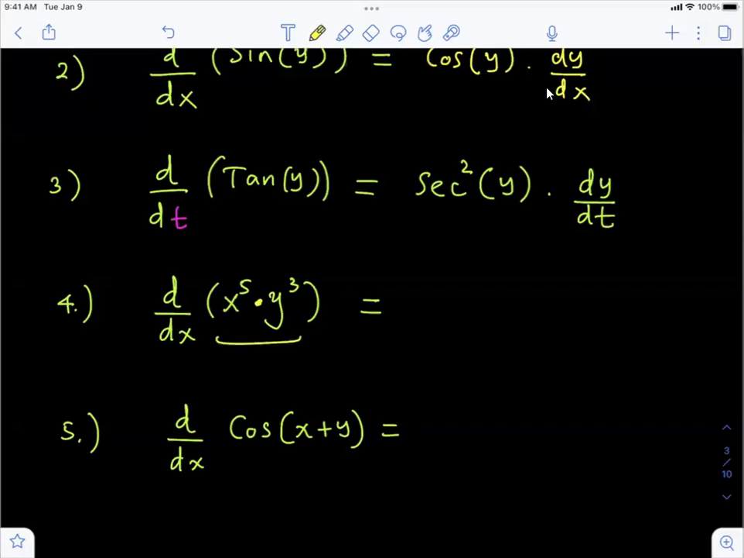Look at this. It's this simple. You have a product. If you have a product, you're going to use the product rule. So when you take the derivative of the first function with respect to x, nobody is going to say anything because you know what to do. 5x to the 4. And then you're going to leave the second function as it is. Then plus. Now switch this process. Leave the first function as it is, x to the 5.